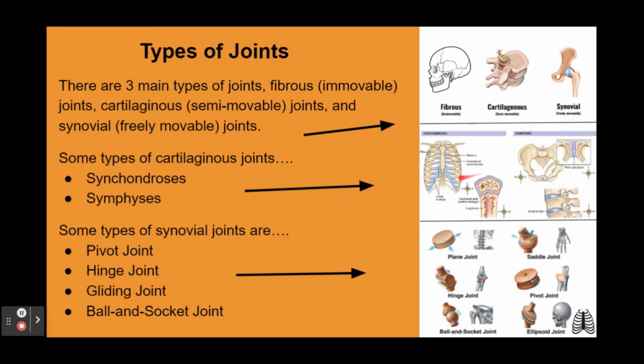And here are some more pictures of cartilaginous and synovial joints. Synovial joints include plane, hinge, ball and socket, saddle, pivot, and ellipsoid. All of those are examples of synovial joints. I think a common one is ball and socket, especially around your shoulders. That's a ball and socket joint. Then you have hinge joints around your knees, pivot around your elbows, and many more examples.